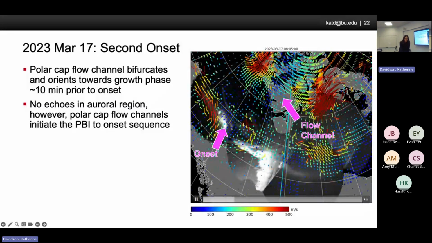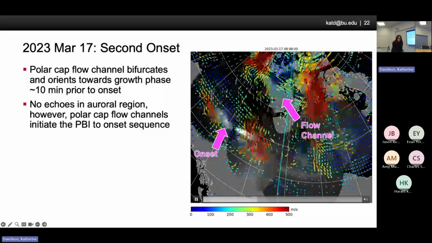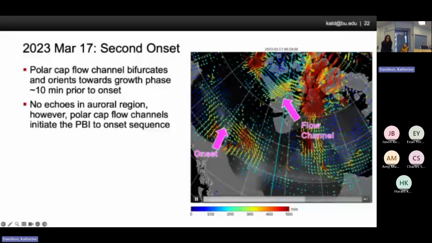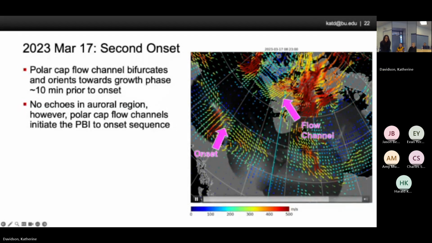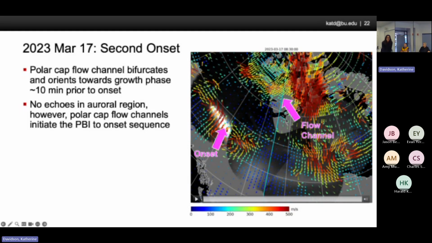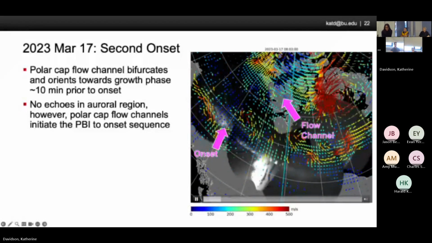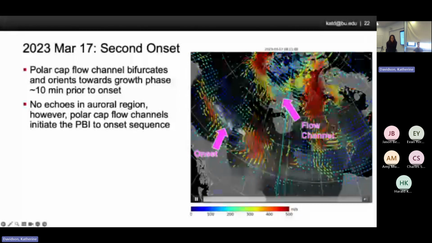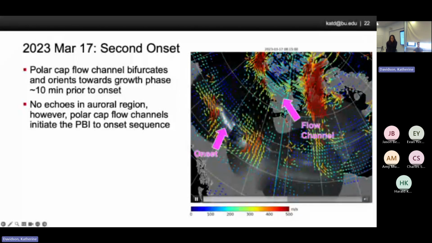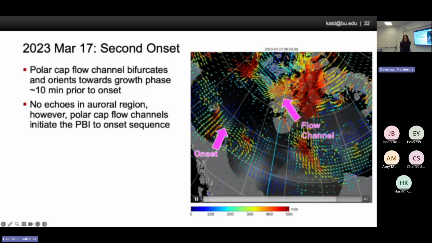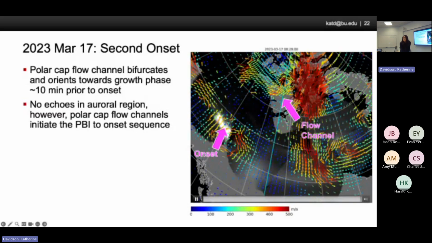So you can see the original flow channel here. That flow channel is bifurcating towards onset. You have some pseudo breakup activity. It quiets again. This onset flow channel intensifies, and then we get our onset. So there's pseudo breakup activity not related to the substorm. This flow channel starts to come in, and once this flow channel intensifies, right there, then we get our onset.